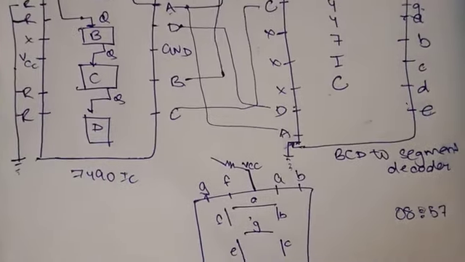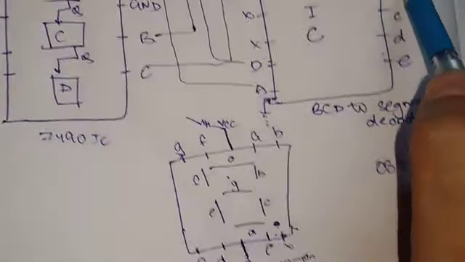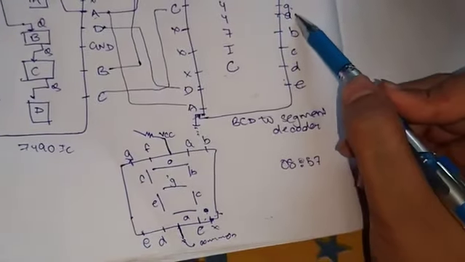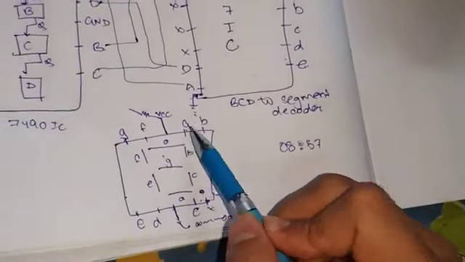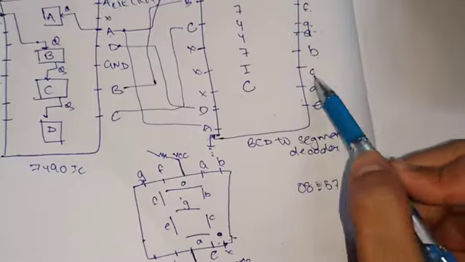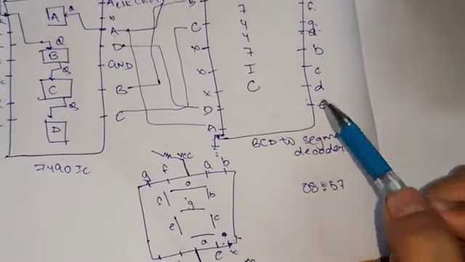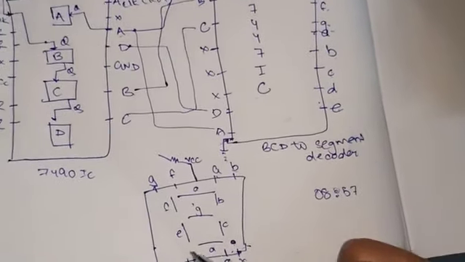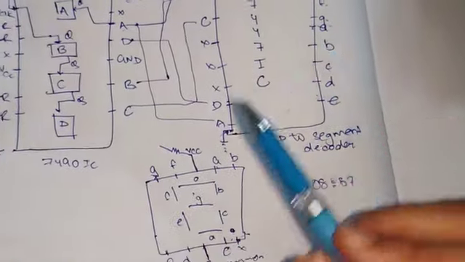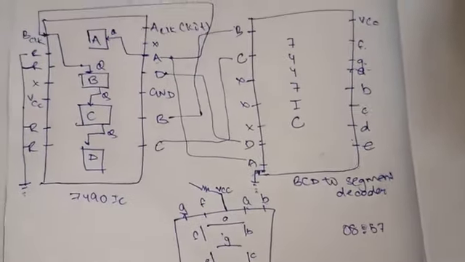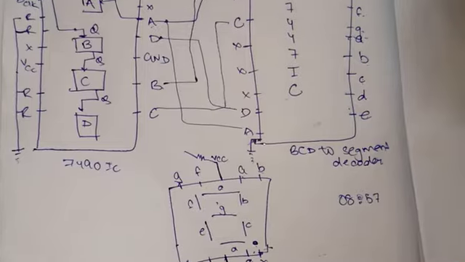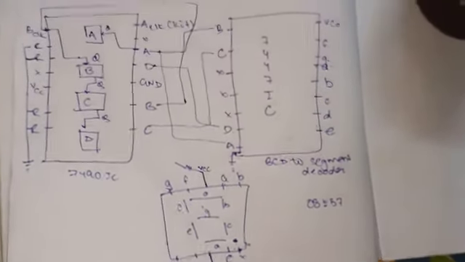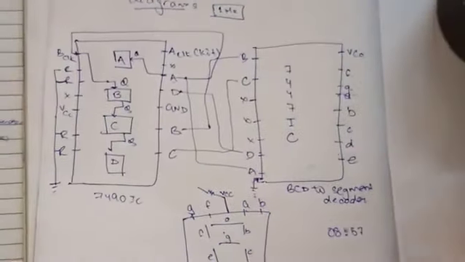Just after this connect A to A, B to B, C to C, D to D, E to E, F to F, G to G. Fine, and your decade counter will work perfectly.